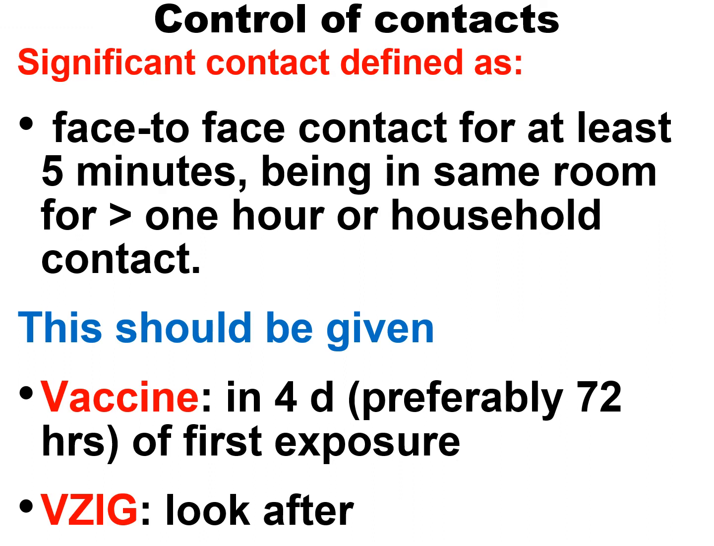Control of contact. Significant contact is defined as face-to-face contact for at least 5 minutes, being in the same room for more than 1 hour, or household contact. This group should be given vaccine within 4 days, and varicella zoster immunoglobulin, look after details.